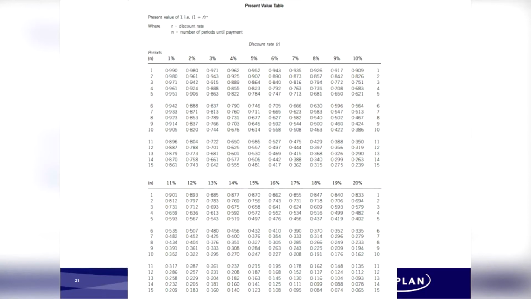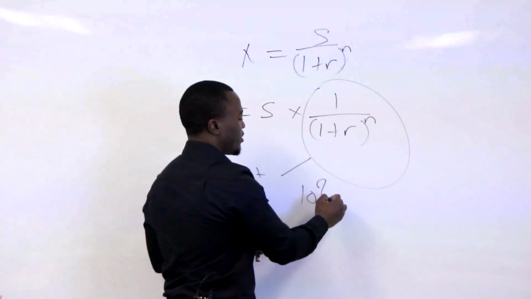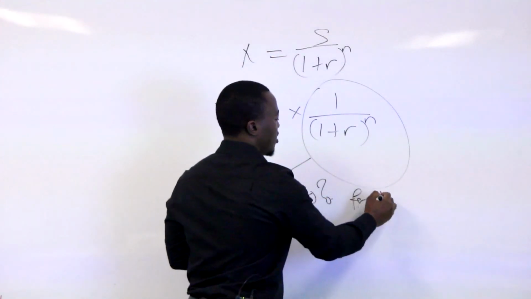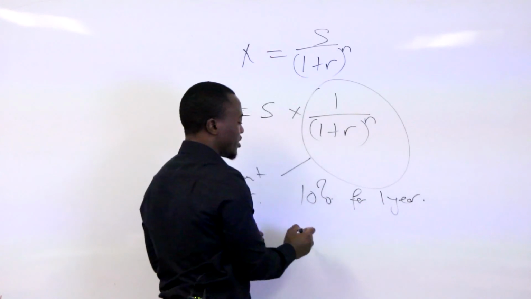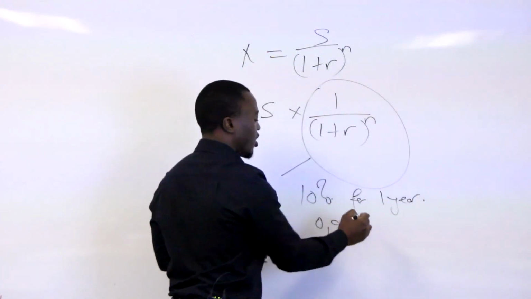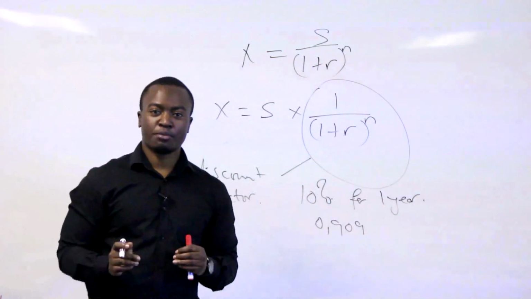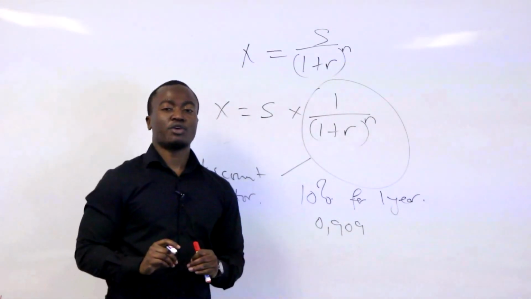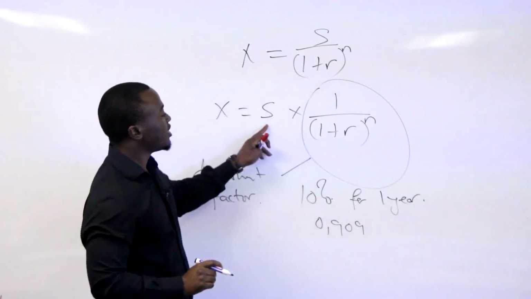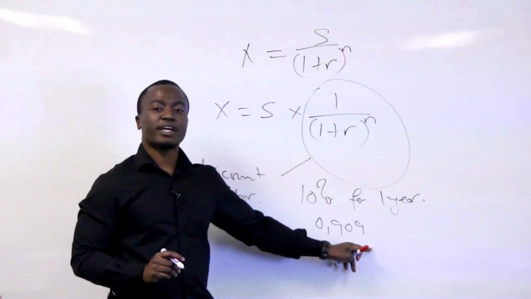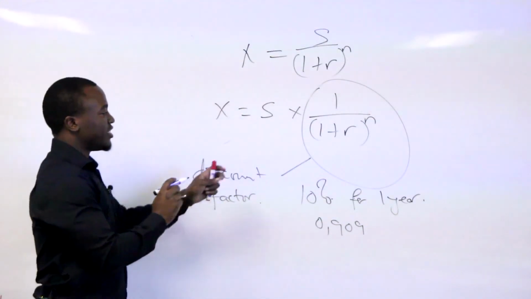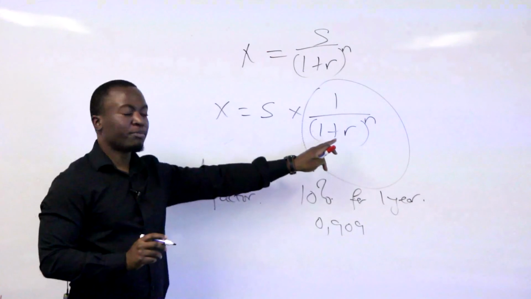For example, I know that the discount factor for a 10% discount rate for 1 year is 0.909. They are all to 3 decimal places in the present value tables. So when you want to calculate the present value of a cash flow, you just say S, which is the cash flow, multiplied by 0.909. It's that simple.